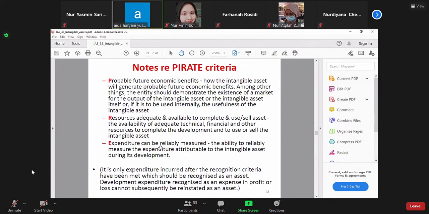The expenditure can be reliably measured. The ability to reliably measure the expenditure attributable to the intangible asset during its development. So when they want to develop the anti-vaccine, I don't know what the scientists use, I'm not a science person. But they will take everything, the chemical things, the biology things, and so on. And then they come out.